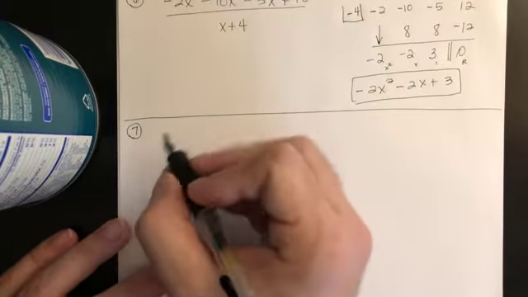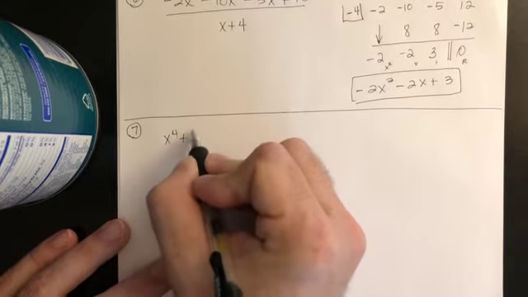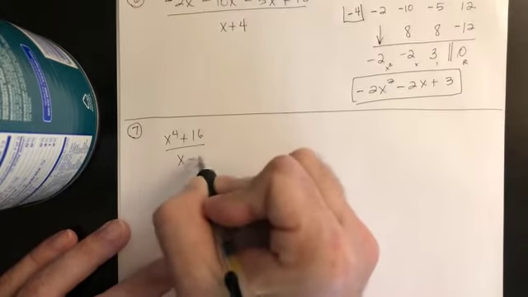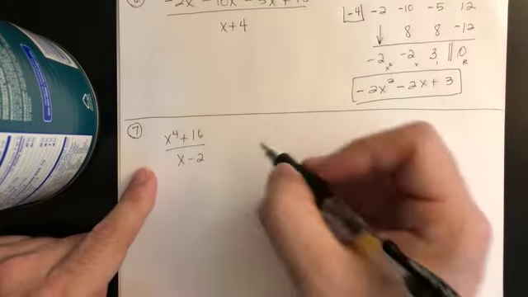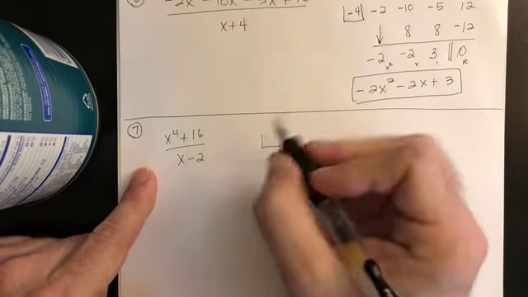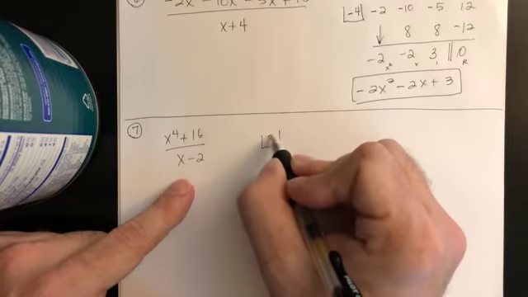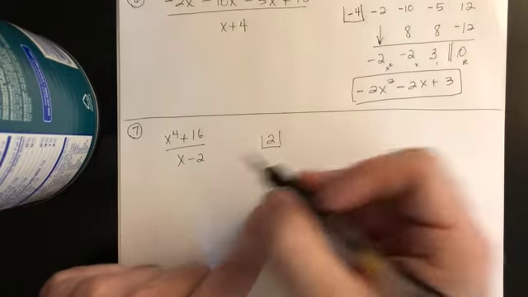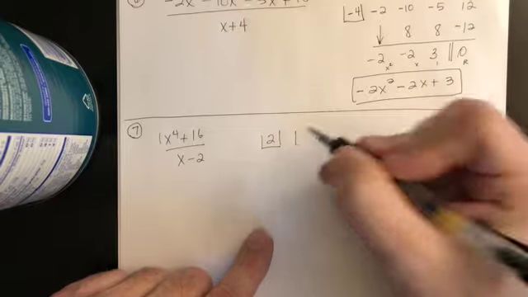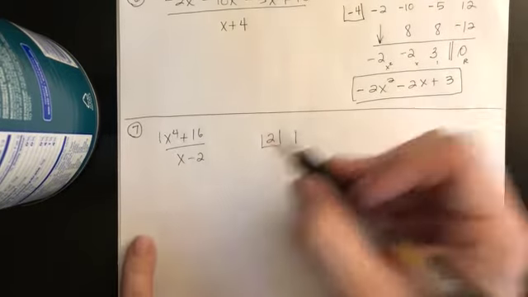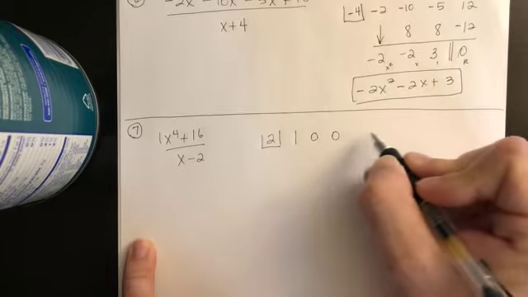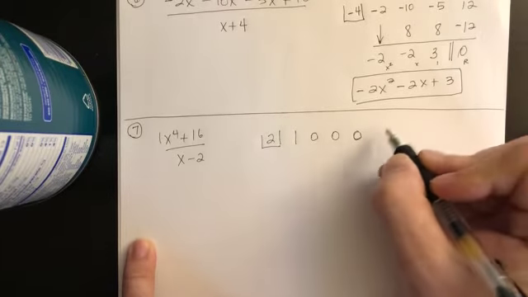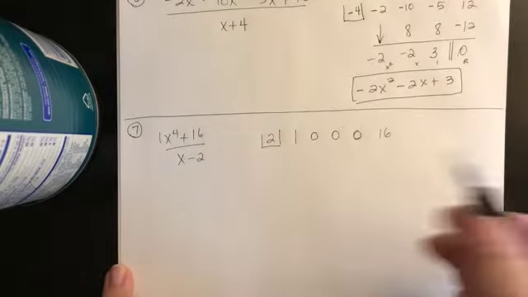Okay. This one is x to the fourth plus 16 over x minus 2. Yeah, we got some missing terms. Where's the x cubed? Where's the x squared? Where's the x? But the bottom number is when it changes sign and goes in the box. And this number is a 1, so I got to write it. Don't forget that. And then x cubed is 0, x squared is 0, and x is 0. And then there's a 16 at the end.